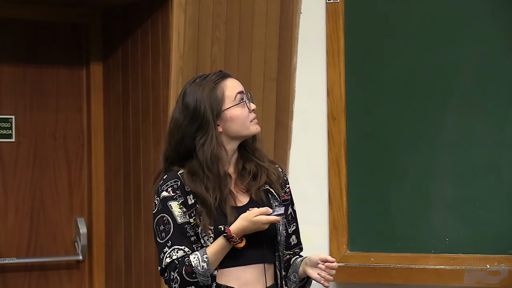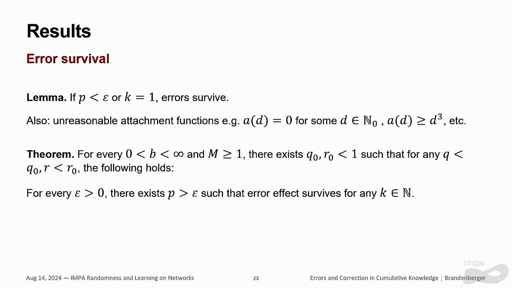So now the more general theorem is that you can actually beat the p less than epsilon, or beat in the sense that in all settings, or in most settings, even if p is greater than epsilon, there are some p's where the error effect will survive. And this is for any k.